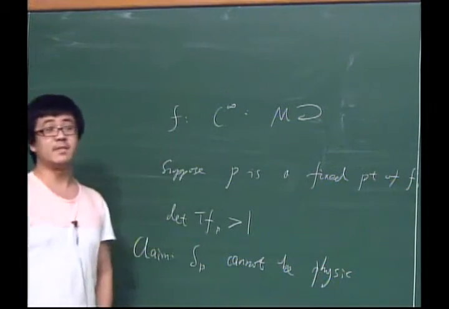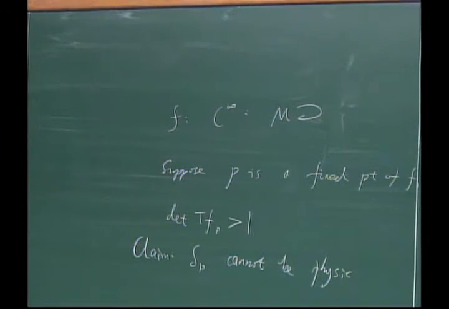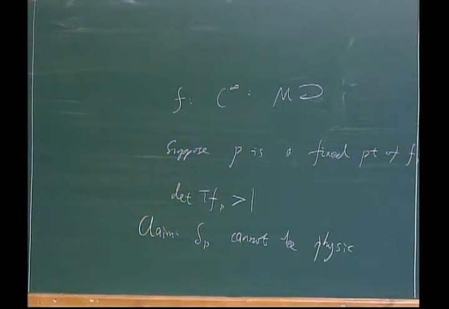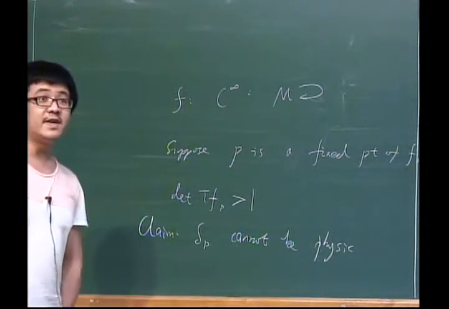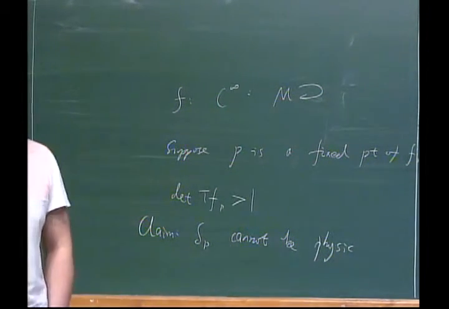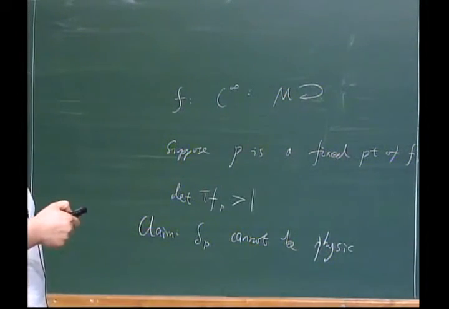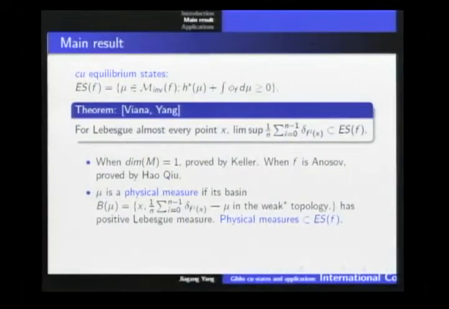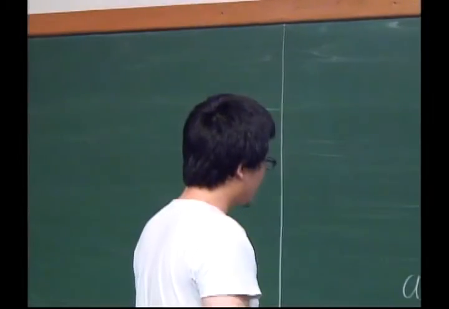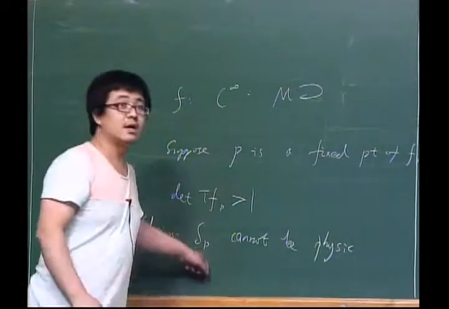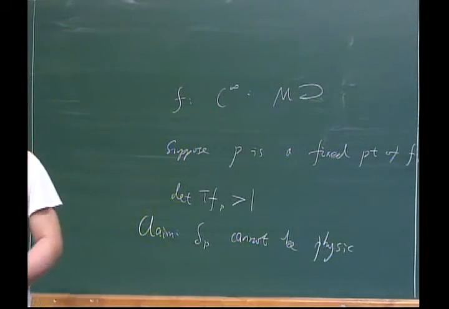It cannot be a physical measure. The proof is quite simple. Why can't it be physical? Because we have said any physical measure should be contained in the CU equilibrium state. So now we would like to show the atomic measure is not a CU equilibrium state.